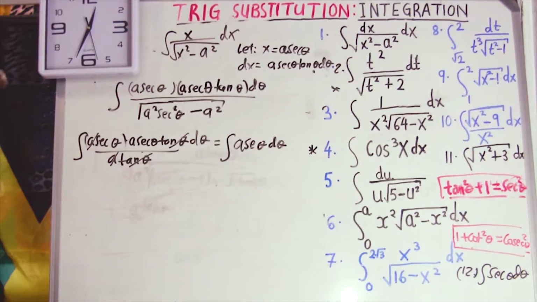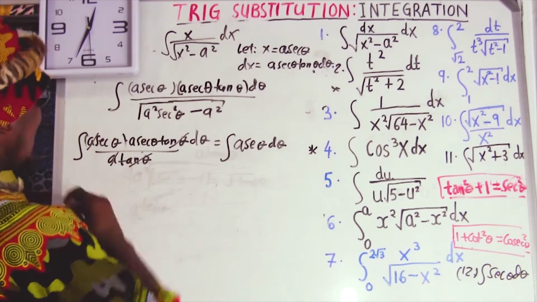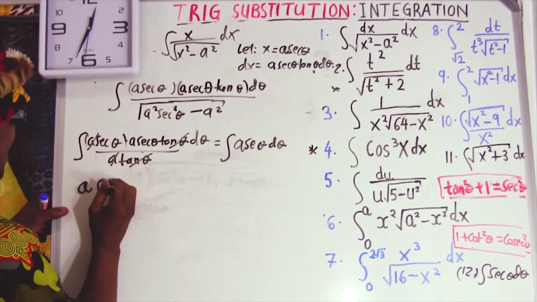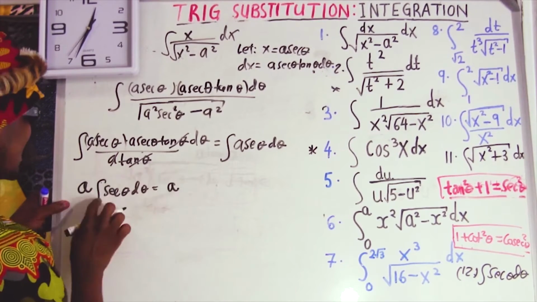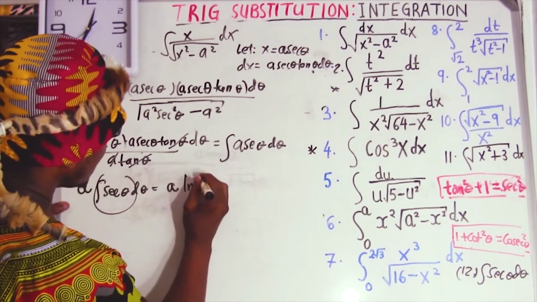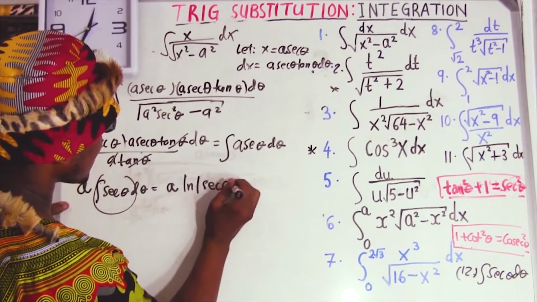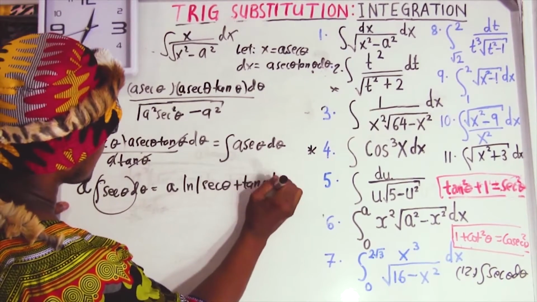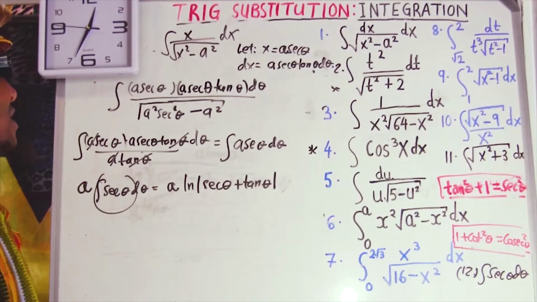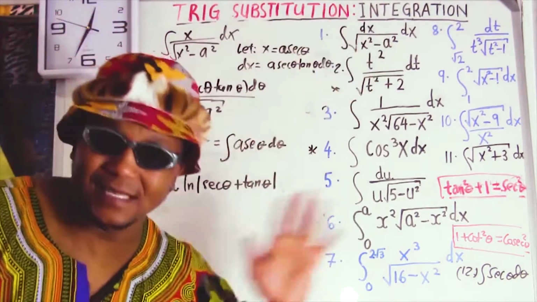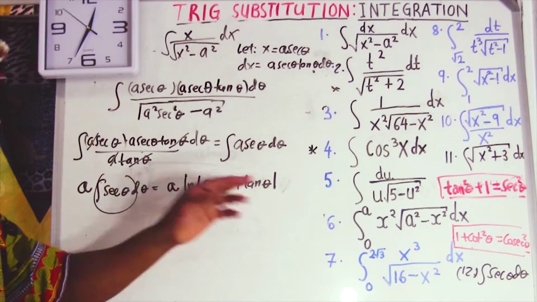I can take a out, so it's going to be a times the integral of sec theta d theta. But when you integrate sec, it's going to give me ln of sec theta plus tan theta. But now we're not done yet, because in the question they did not give us in terms of theta, they gave it in terms of x. So how are we going to replace this theta with x?